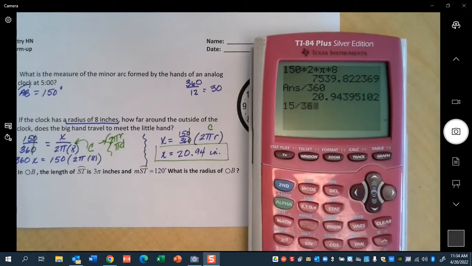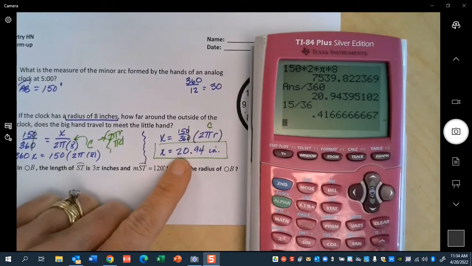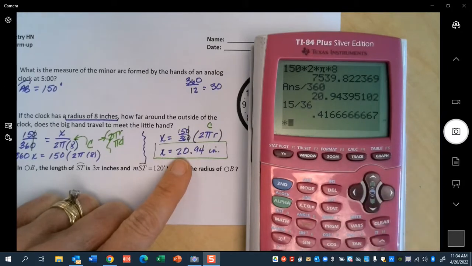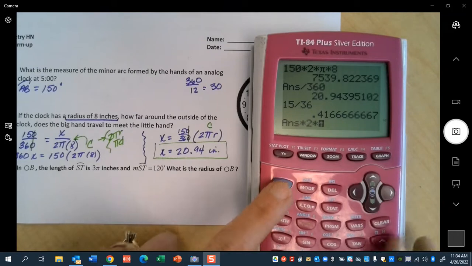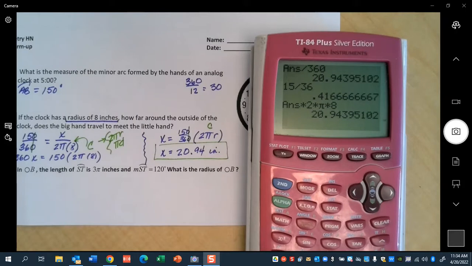If you did 15 divided by 36, that's the part of the circle that I'm interested in. So it's that times 2 times pi times, and my radius is 8, and you should get the same exact answer. Multiplication is commutative, so whatever order you do it in, nobody cares. Whether you do 2 times pi first, or 2 times your radius first, or dividing this fraction and then multiplying that piece of the whole, you just got to do whatever makes sense inside your head.